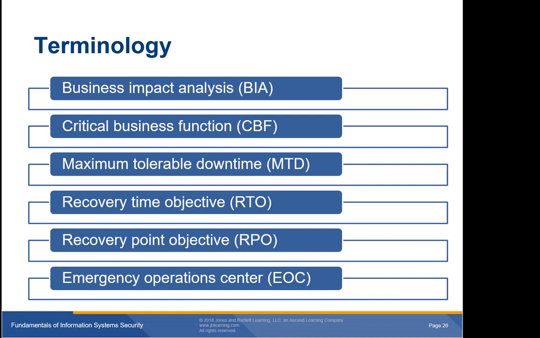Next is maximum tolerable downtime, or MTD. MTD is the most time a business can survive without a particular critical system. A major disruption is any event that makes a CBF unavailable for longer than its MTD. Each of the disaster planning and mitigation solutions must be able to recover CBFs within their MTDs. Systems and functions with the shortest MTDs are often the most critical. And soon I'm going to cover this topic in more detail.